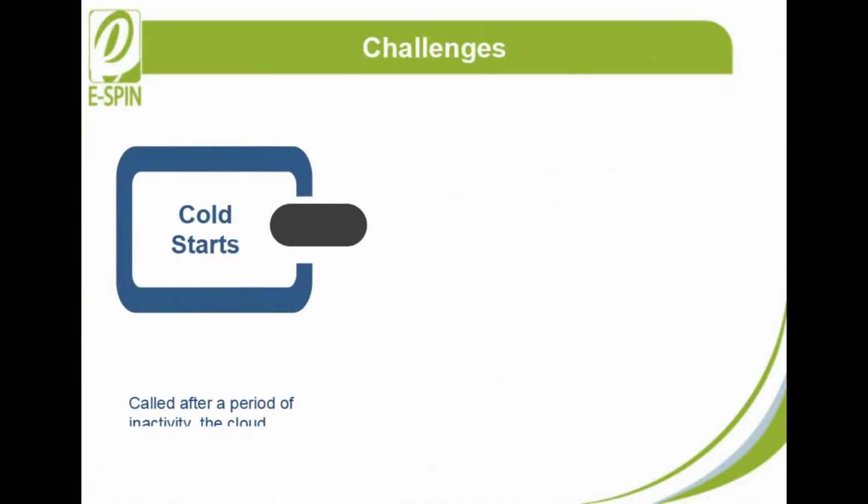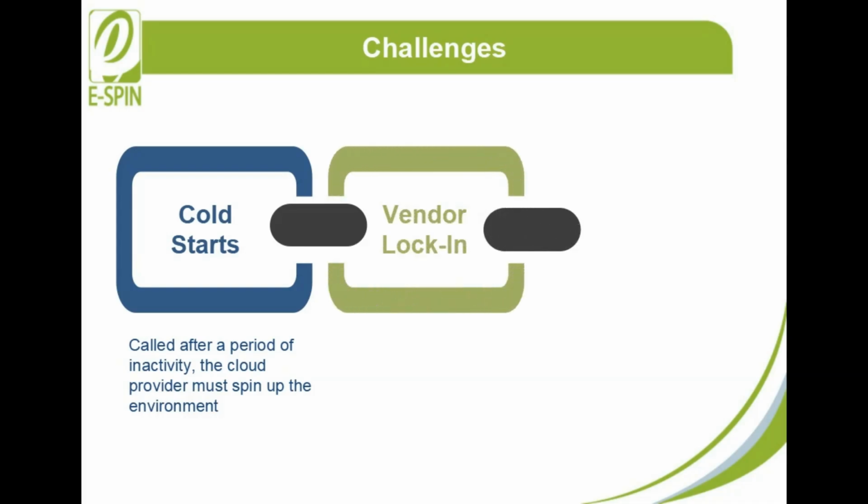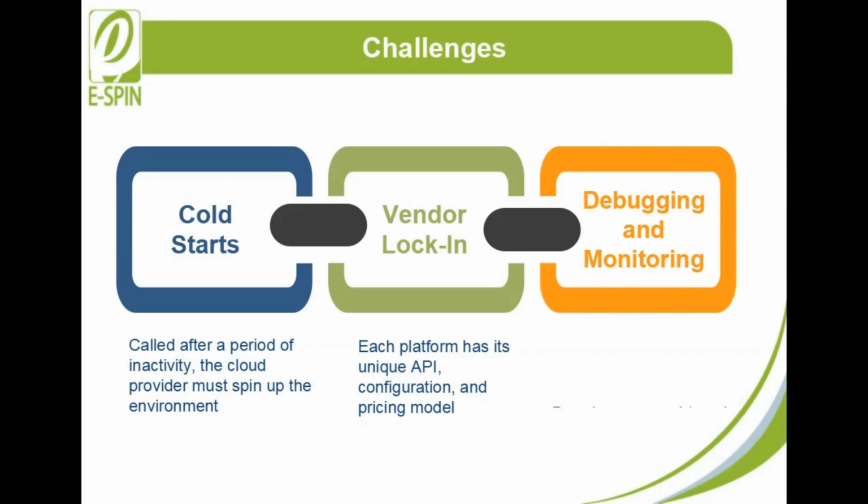Challenges. Cold starts: when a serverless function is called after a period of inactivity, the cloud provider must spin up the environment to execute the function. Vendor lock-in: each platform has its unique API, configuration, and pricing model, which can lead to vendor lock-in. Debugging and monitoring: developers need to rely on the cloud provider's built-in monitoring tools, which may not offer the same level of visibility as full-stack monitoring tools in a traditional server environment.